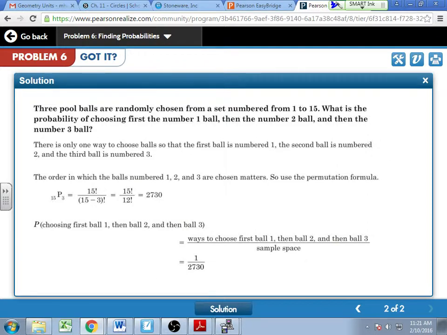So now I get 1 over 2,730, which has a decimal. I don't know why they don't give me that. This actually gave it to me in scientific notation because it's so small. You have less than a 1% chance. To be exact, you have a 0.036% chance, or 0.037 if I rounded that 6 up. You are very, very, very unlikely to be able to do this.